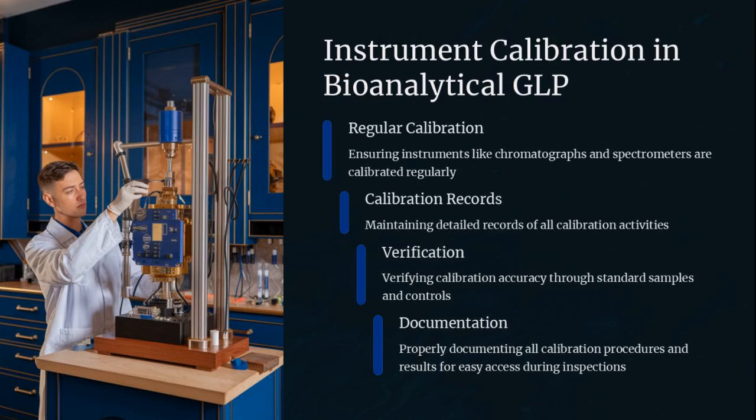Instrument calibration in bioanalytical GLP involves regular calibration, maintaining calibration records, verification, and documentation. Ensuring instruments like chromatographs and spectrometers are calibrated regularly is crucial. Maintaining detailed records of all calibration activities is necessary. Verification involves checking calibration accuracy through standard samples and controls. Properly documenting all calibration procedures and results is essential for easy access during inspections.